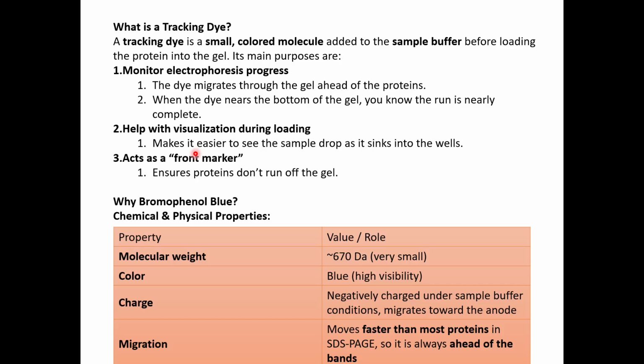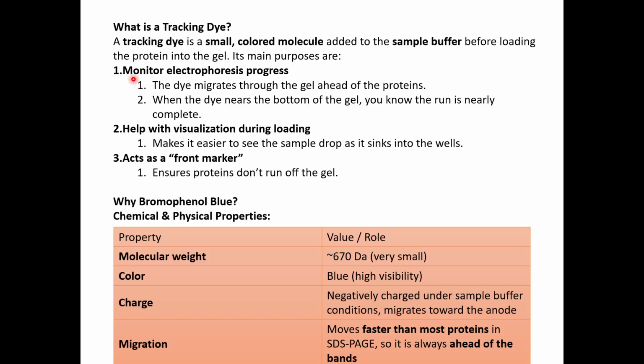Next is the use of a tracking dye. We saw that we use a tracking dye in the sample preparation, and it is added to give color and for visualization. A tracking dye is basically a small colored molecule, and it is added in the sample buffer before loading the protein into the gel. Its main purposes are to monitor the electrophoresis progress, that is, to visualize when your sample is migrating through the gel, to help the visualization during loading, and to act as a front marker.